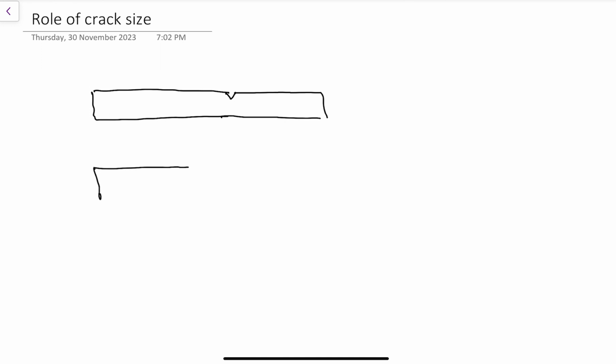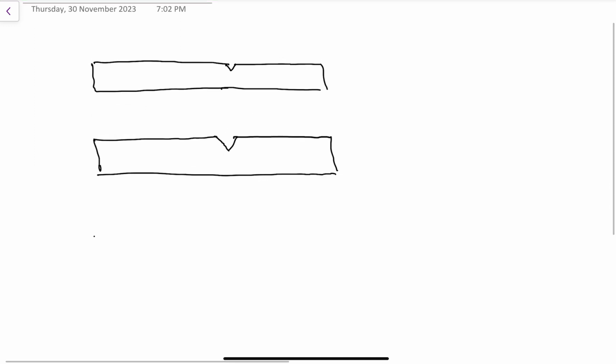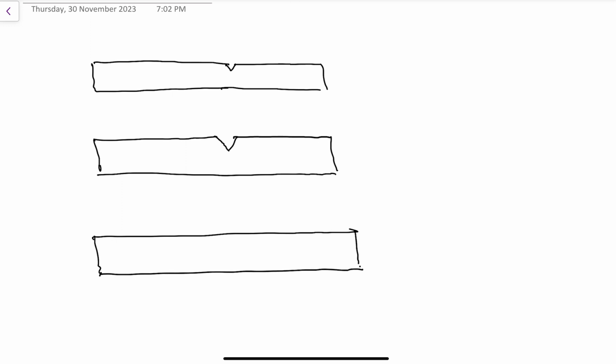Let us imagine you are taking a paper, okay? A piece of paper like this, right? And suppose it had a small crack here at the end. And take another paper, the same size paper with a little bigger crack. And then take a paper without any crack, and you apply tensile stress at both ends. Okay, what will happen? Which will be the easiest to break?